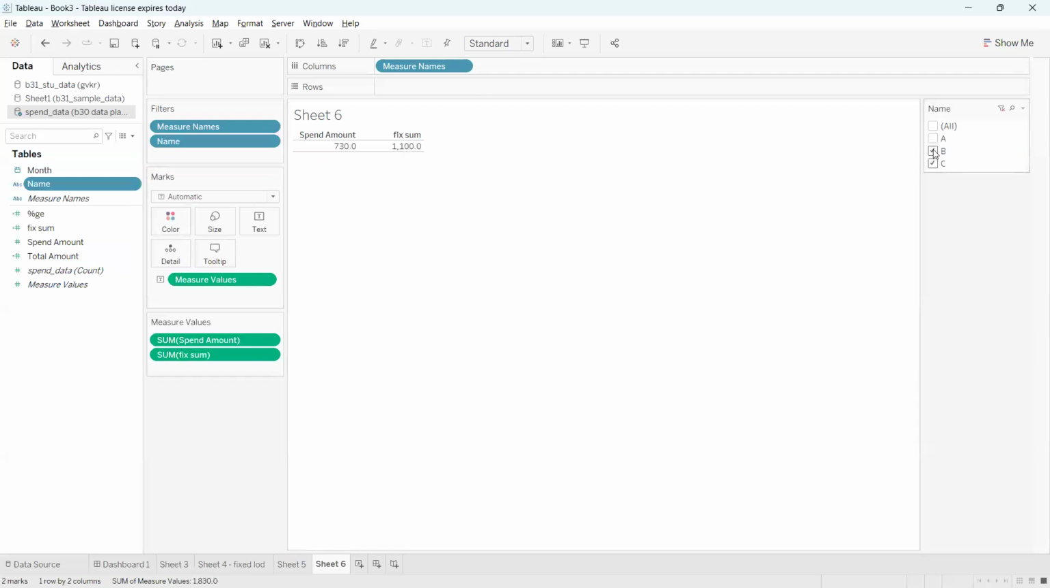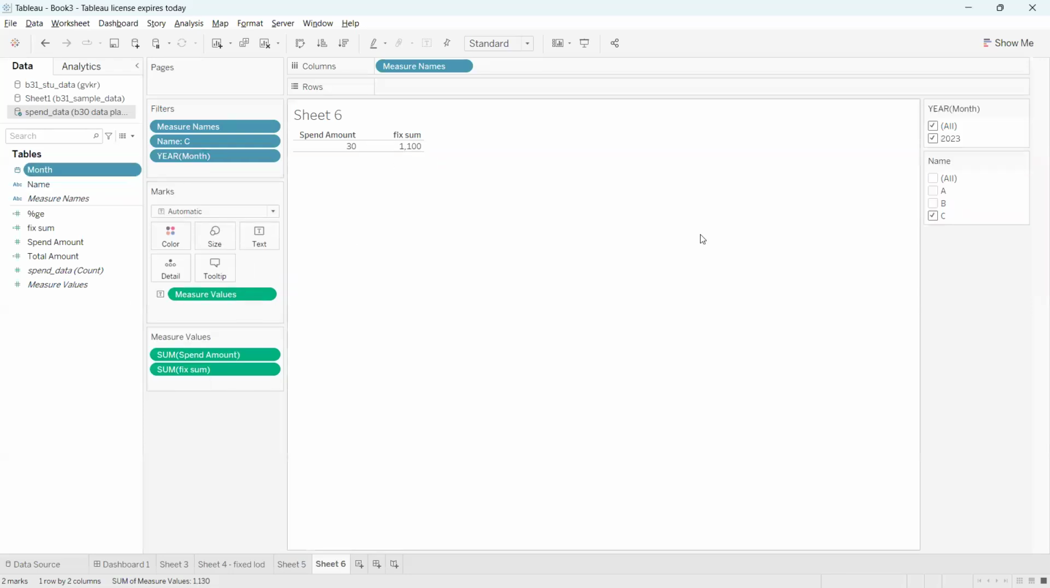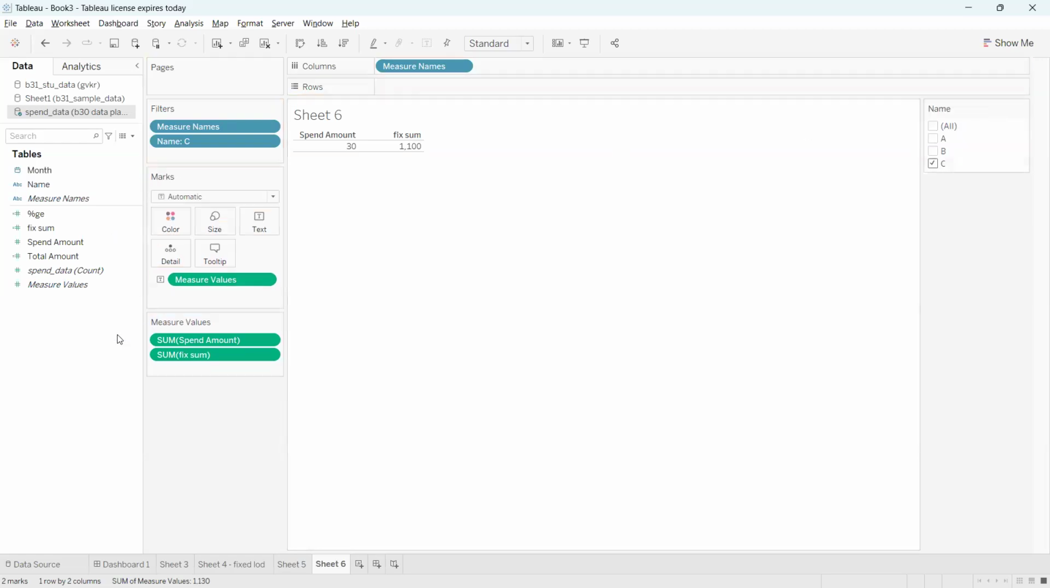Even if you uncheck any values here, my normal measure coming from the database changes its values based on the filters, which is the normal behavior of a measure, but my fixed LOD is not changing. Even if you take the month here, or any dimension, the fixed LOD will not depend upon those dimensions.